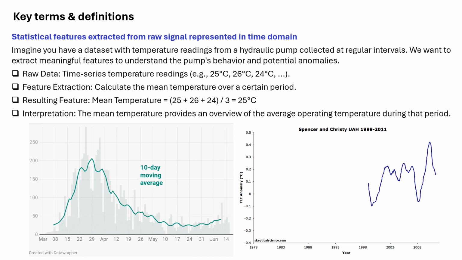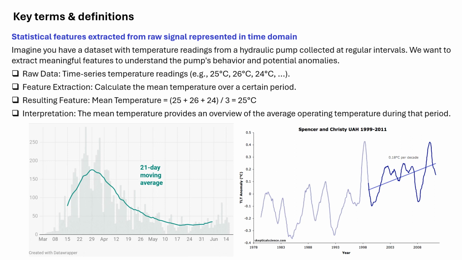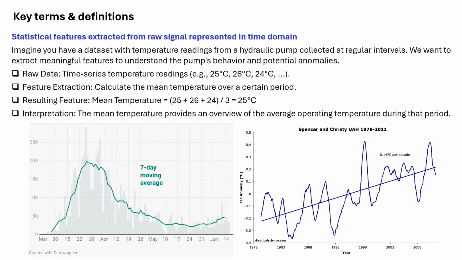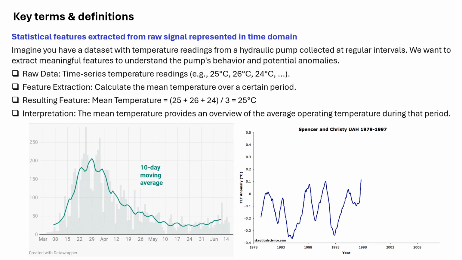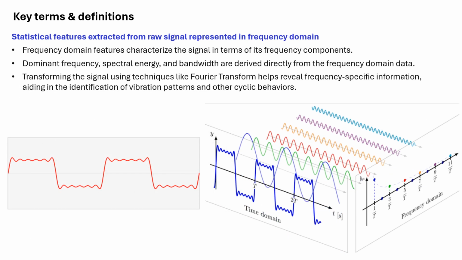The mean temperature provides an overview of the average operating temperature during that specific period. This extracted feature offers a concise summary of the pump's thermal behavior, providing valuable insights for condition monitoring and anomaly detection.